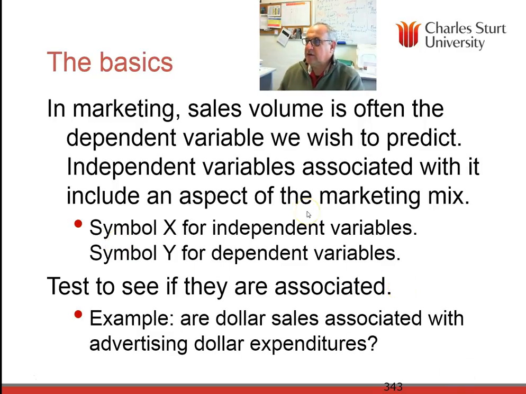Okay, so in your assignment, you're being asked to predict, I think from memory, intention to purchase movies online, and you have a number of independent variables which you need to consider.